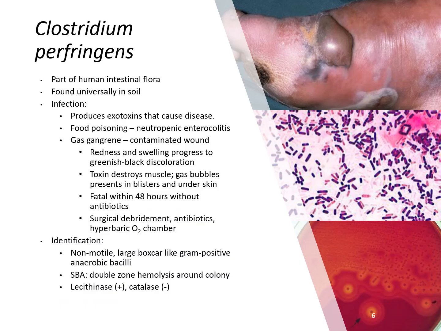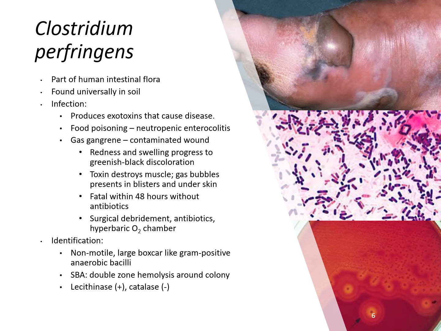Clostridium perfringens is part of the normal intestinal flora. It's also found universally throughout the environment in the soil. The infection that it causes is commonly known as gas gangrene, and this is when a wound becomes contaminated. From there, it can produce a redness and swelling around the wound that can progress to a greenish-black discoloration. As it progresses, toxins are released, and these toxins will actually start to destroy the tissue in the muscle. It will also produce gas, and you can see an example here in this top image, where a gas bubble has formed under the skin.